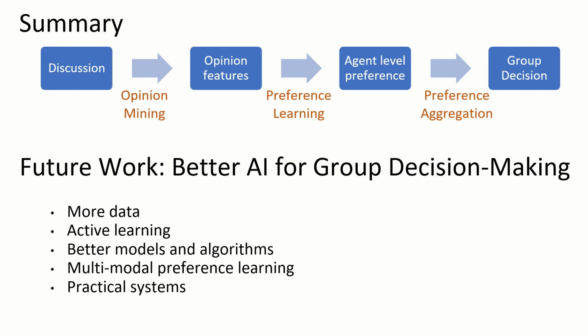As this is a very preliminary framework, I guess there is much scope for better models and algorithms, but we would also like to expand towards multimodal preference learning in the future, with more natural sources of information like speech, gestures, or even things like emojis, and go on to deploy the framework in actual practical systems.